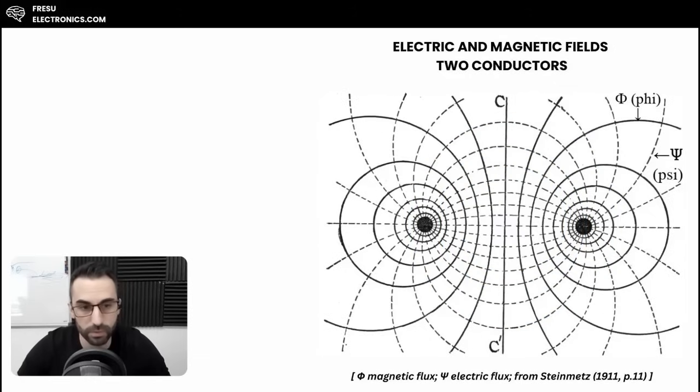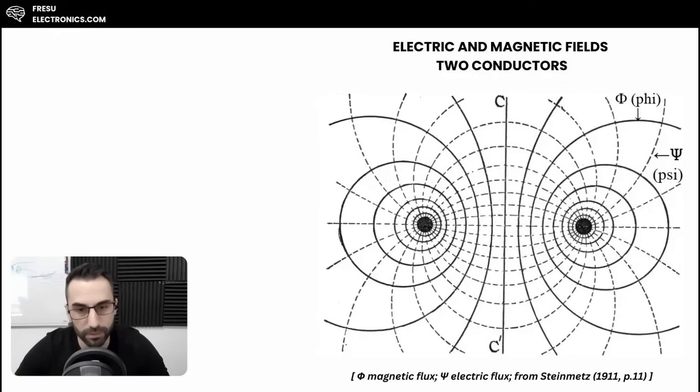Now, once we introduce the return conductor, the behavior of the field changes dramatically. In this two-conductor scenario, the magnetic field lines become concentrated between the two conductors, forming a stronger, more focused loop in the space between them. Outside of this space, the magnetic field lines spread out more broadly. The electric field lines also change their behavior significantly. Instead of radiating outward from a single conductor, the electric field lines now start from one conductor and terminate at the other.